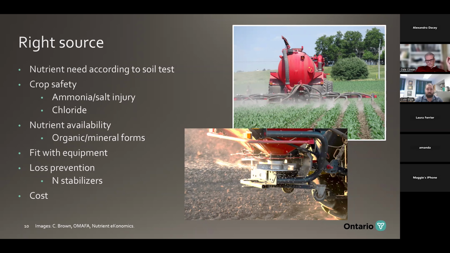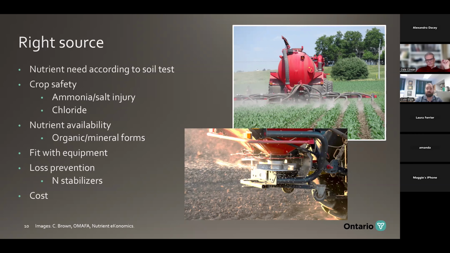One of the other factors that comes down to looking at the source is things like crop safety. And I know Dale is going to touch a little bit on this in a minute here, but things like ammonia and salt can really affect what sources of fertilizer we use and when we use it and the rate that we can use. But also things like chloride. We've got certain crops like tobacco that are sensitive to certain nutrients that are included in some fertilizers. So knowing exactly what source you're using is critically important to making sure we can maintain the yield and quality of those crops.